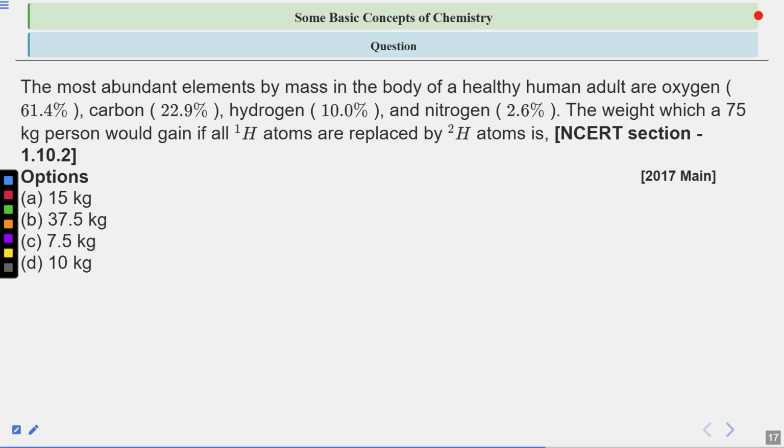Question is, the most abundant element by mass in the body of a healthy human adult are oxygen, carbon, hydrogen and nitrogen. The weight which a 75 kg person would gain if all 1H are replaced with 2H atoms. Options are 15 kg, 37.5 kg, 7.5 kg and 10 kg. Your time to solve this question starts now.